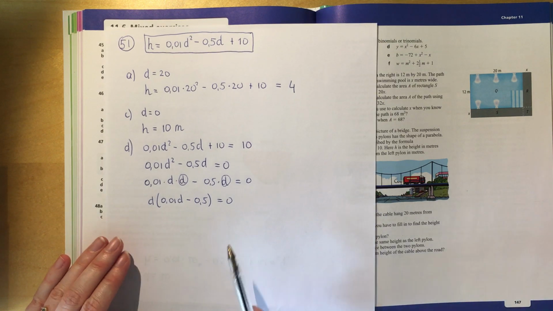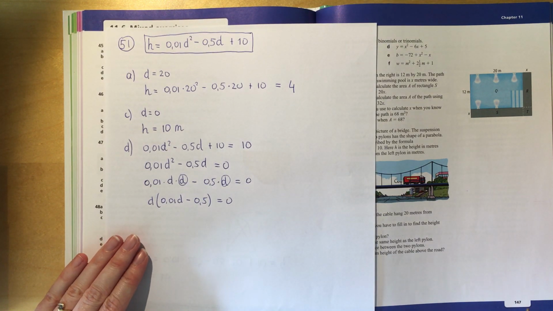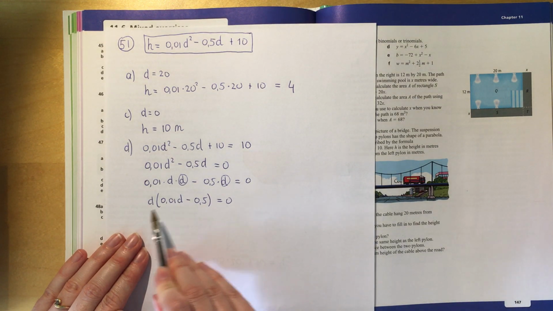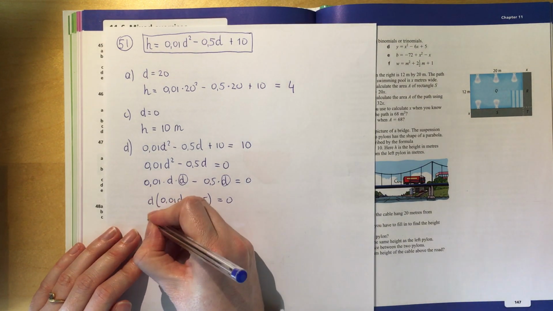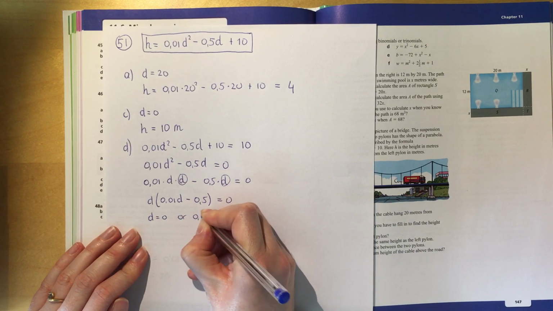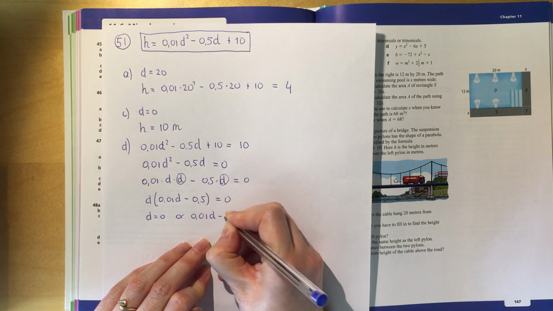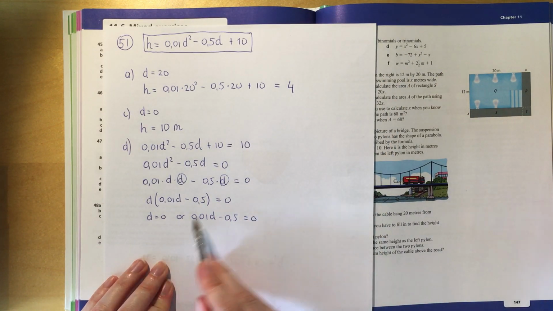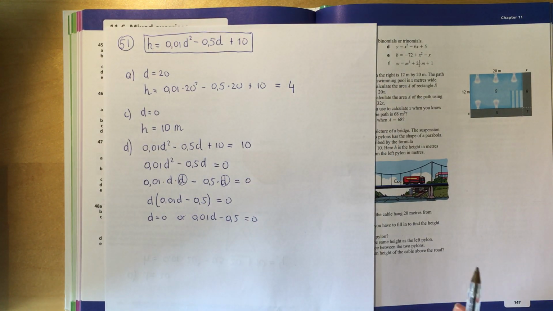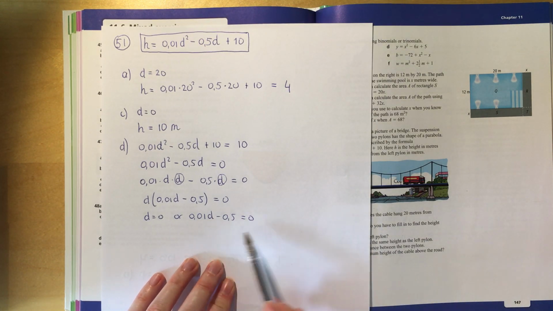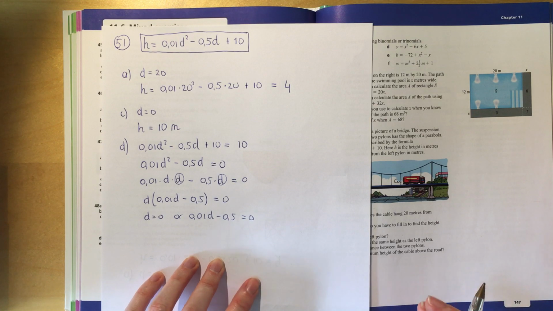Now on to step 4, solving it using logic. So we have a product here with the result of 0. That means that one of those two things must be 0. So either d is 0 or 0.01d minus a half is 0. Now this one's done. This one takes a little bit more work to solve, but it's not a difficult equation. It's not a quadratic equation. It's a linear one, so we can use cards to solve this one.